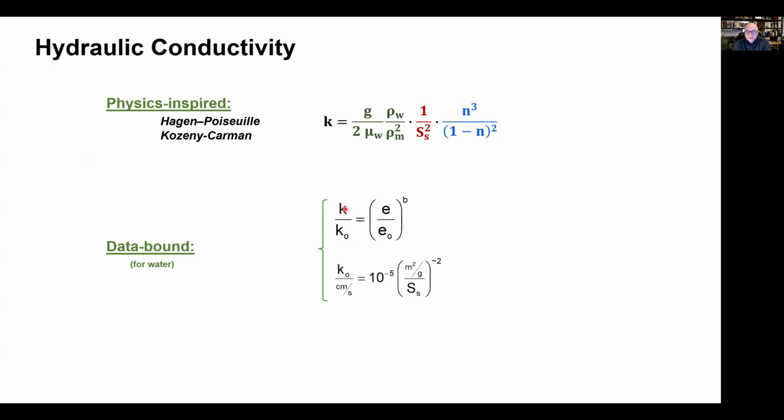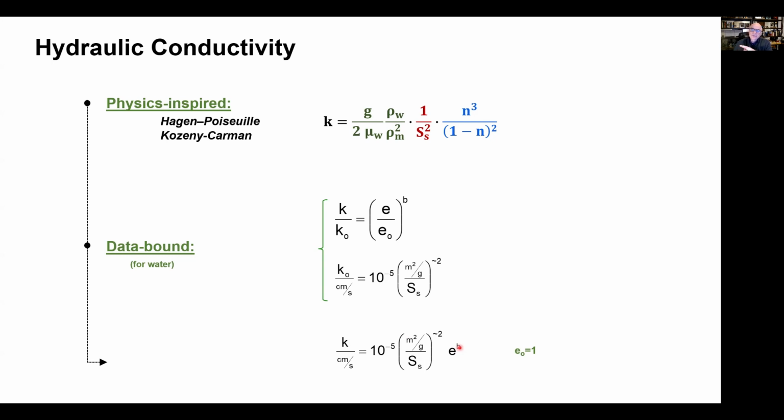Now this is what K0 is. This is the -2 exponent that you saw before. And this is now the exponent b. When we replace those with what the empirical data tell us, we can predict that the permeability in units of centimeters per second is in the order of 10 to the -5 times the inverse of the specific surface in meters squared per gram squared times the void ratio with an exponent b, which is going to vary between 3 and 5, which needs to be confirmed for your soil.